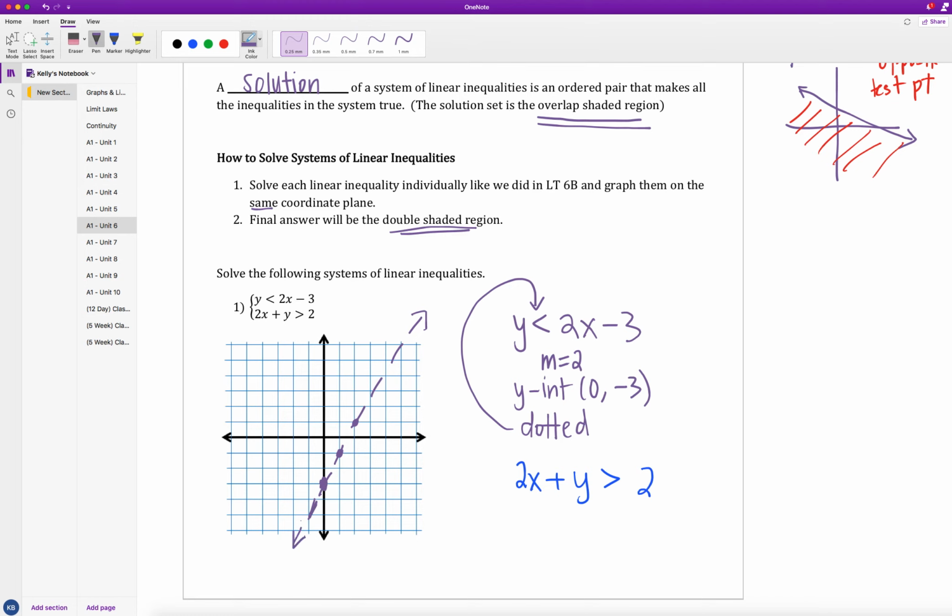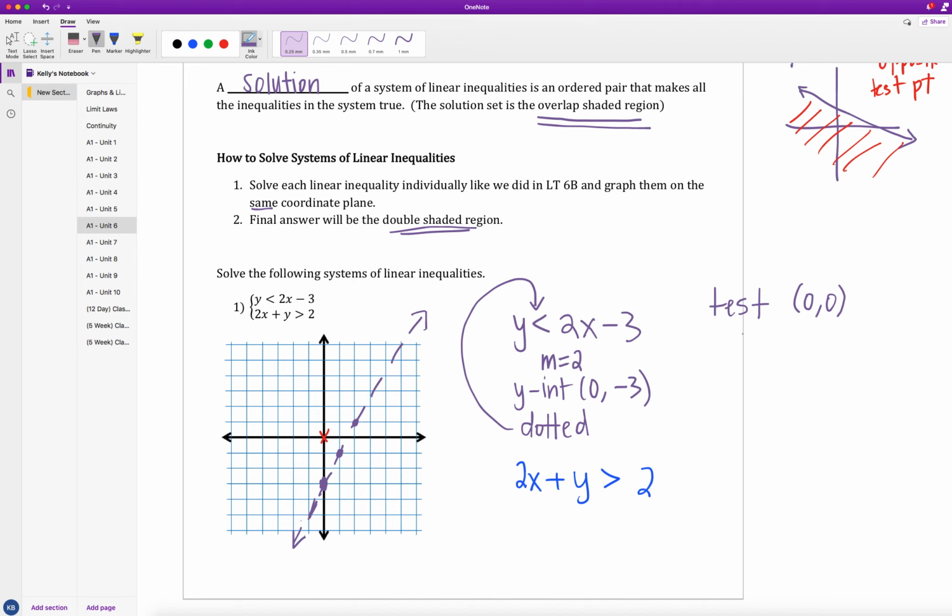Now from here, before I even graph the other line, I'm going to test a point for the purple line and figure out where the shading will be. In our last video, we tested the point 0, 0 because it's an easy point to test, but most importantly, it is not on the boundary line. So in this case, 0, 0 is not on the boundary line, which is our purple dashed line there, so I am allowed to test it.